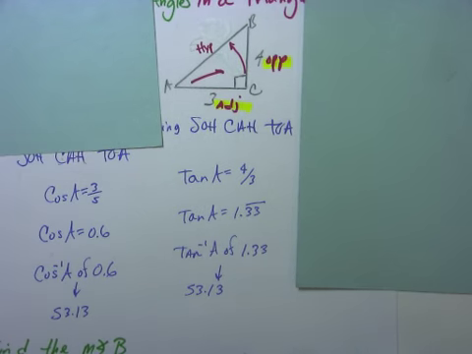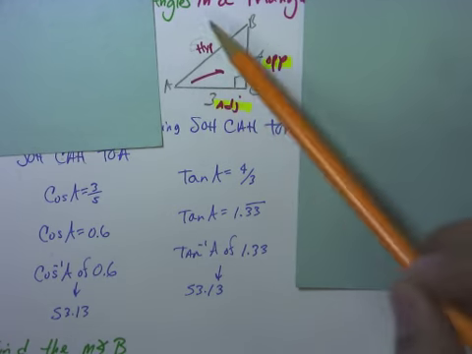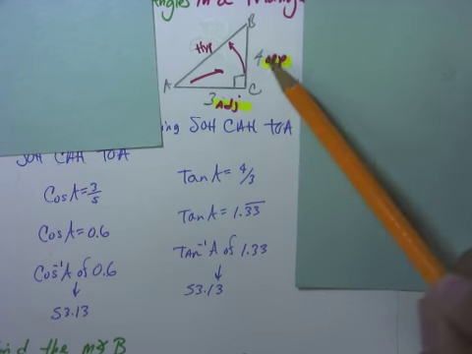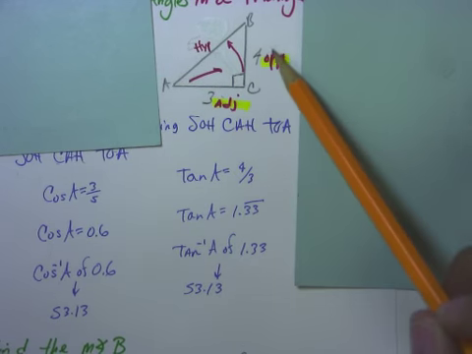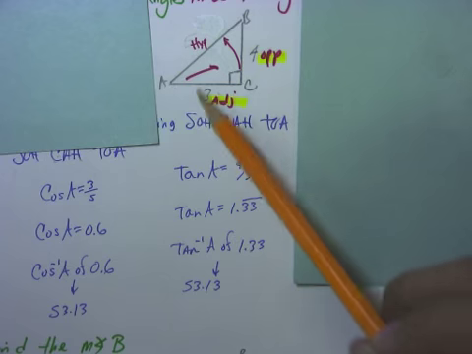Here is a third example. Here, again, you can see it's the same triangle, right? I took away the hypotenuse, and I gave you 3 and 4 as the two legs, right? So let's take a look here. They want to find the measure of angle A.